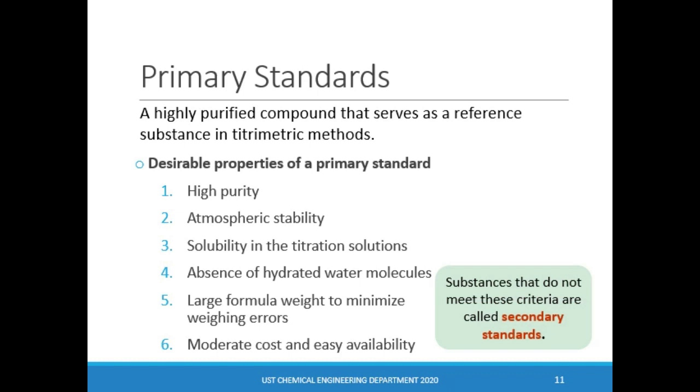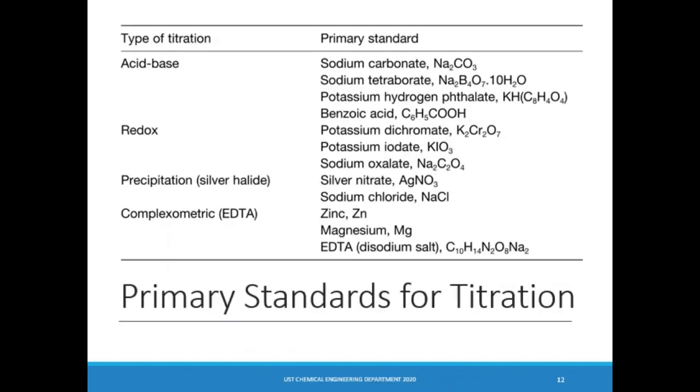For example, NaOH or sodium hydroxide is considered a secondary standard because, as discussed already in your laboratory class, it is unstable in air due to its deliquescent property and reaction with the carbon dioxide in air. The concentration of NaOH is usually determined by titration against a primary standard solution of KHP. Shown in this table are some examples of primary standards used in different titration reactions.